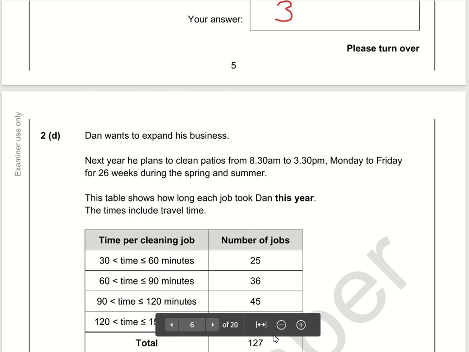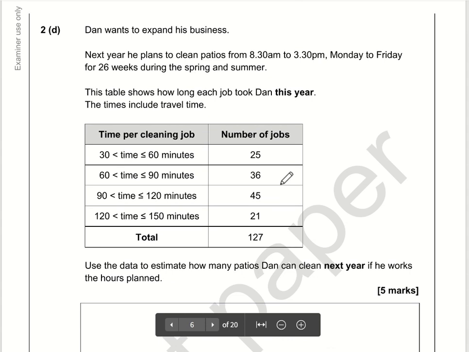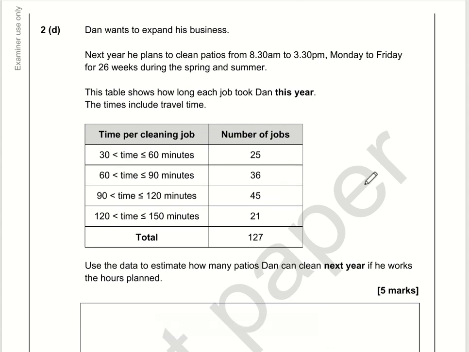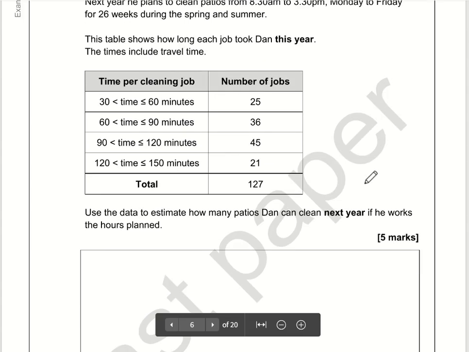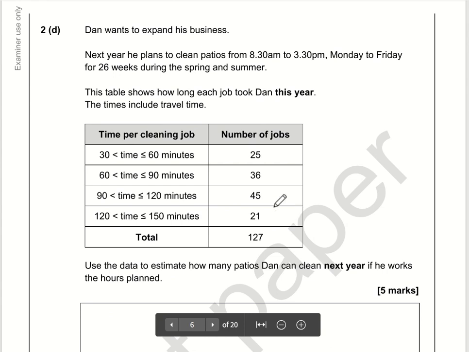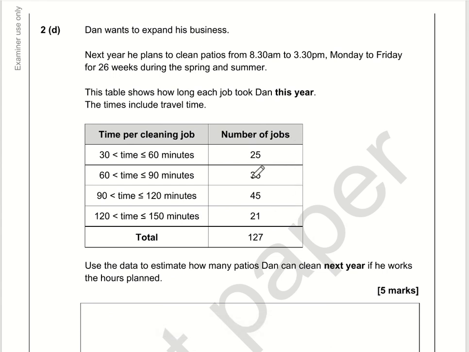Okay, 2D. So what we need to do here is work out an estimate for the mean time that he takes per cleaning job. So he's done 25 jobs that take between 30 and 60 minutes. Now those 25 jobs might have all taken 30 minutes, or they might have all taken exactly 60 minutes. So what can we do? Well, the best is to take the midpoint and assume that all of these jobs took 45 minutes.